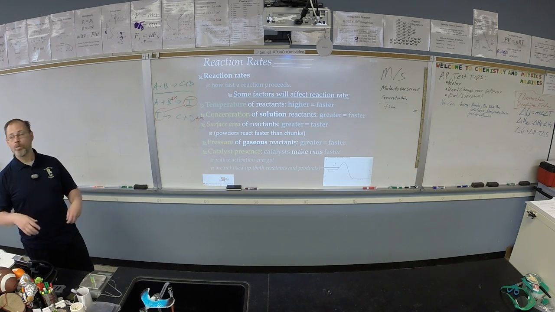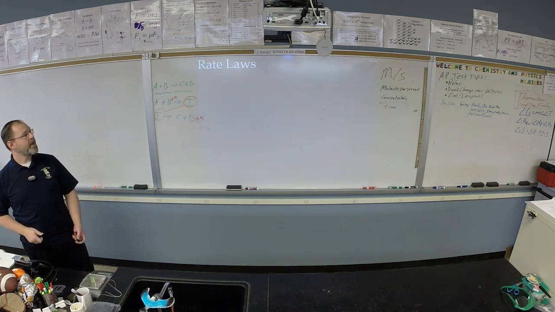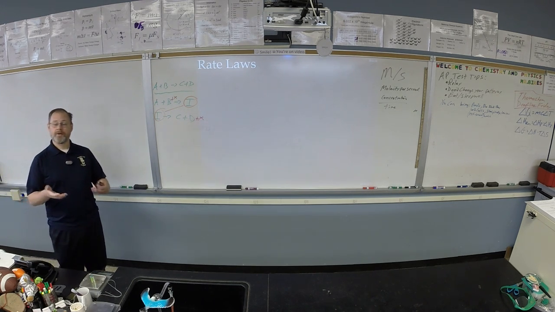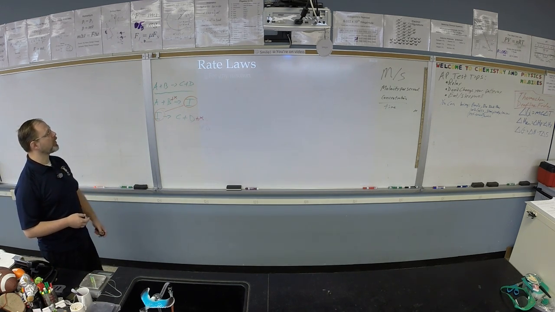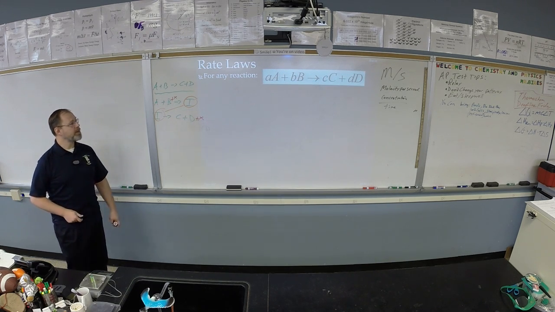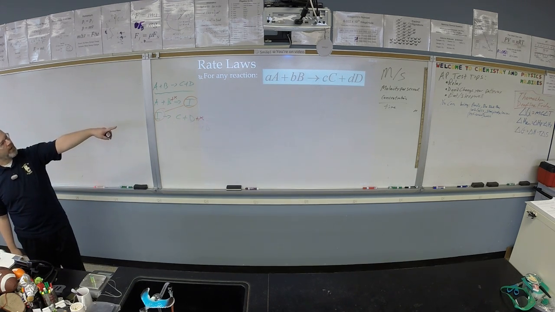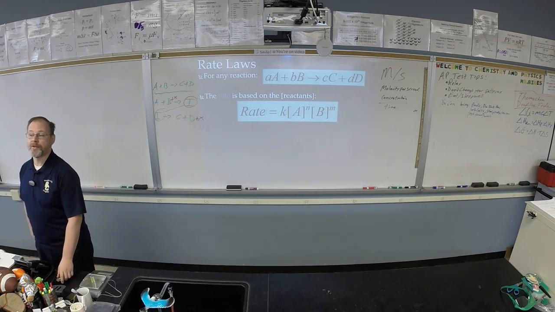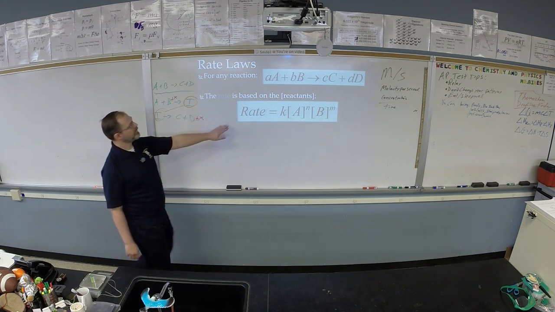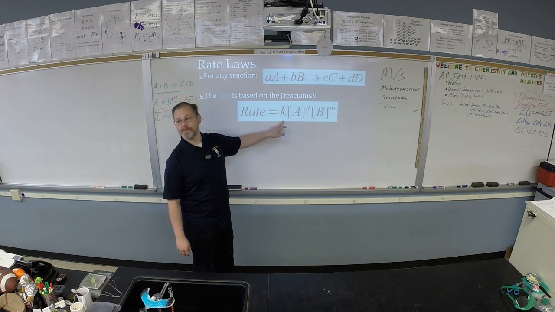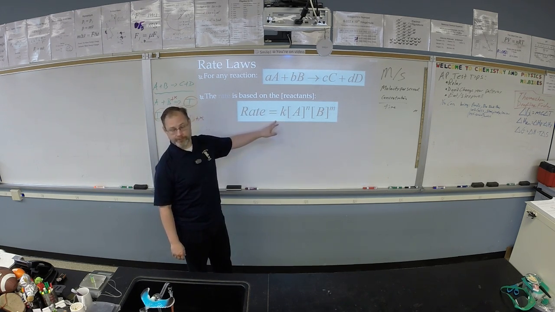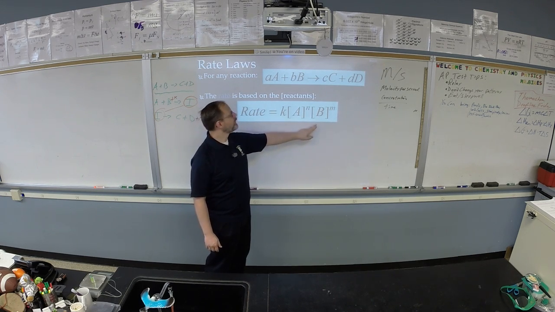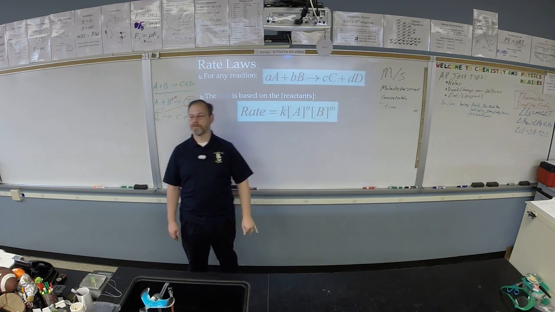Cool. Now that we know what changes reaction rates, we have a way to show what reactants affect reaction rates. And those are called rate laws. So for any reaction, A plus B makes C and D, the rate is based only on the reactants, and it has this form. Rate equals some constant. The k stands for constant. The concentration of A raised to some power times the concentration of B raised to some power.